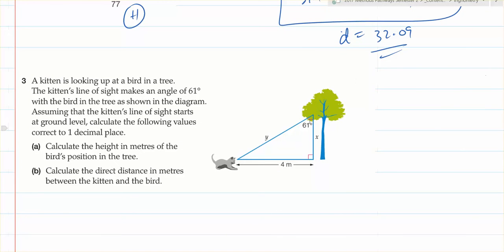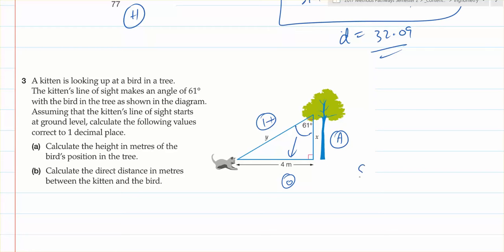Next one. Okay, this happens to be another sine one, because the reference angle, I don't even need to know the scenario right now. I know that with reference to 61 degrees, this is the opposite side, and this is the hypotenuse side. And this would be the adjacent side. Okay, so if I want to find the bird's position on the tree, so I assume that we're trying to find x. To form an equation, the sides of interest are my opposite side and my adjacent side.